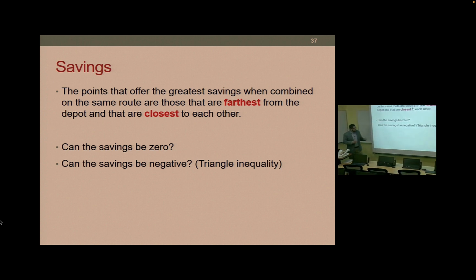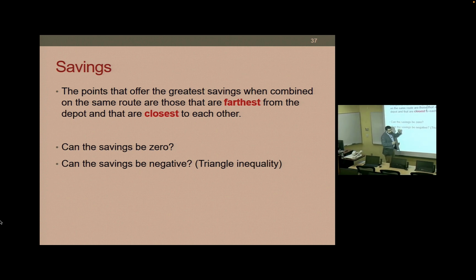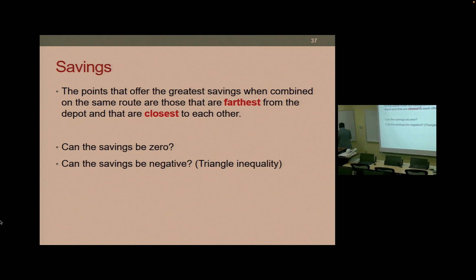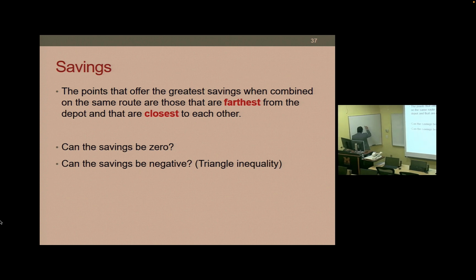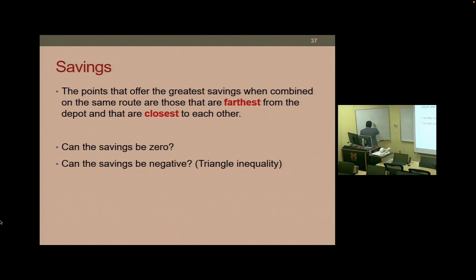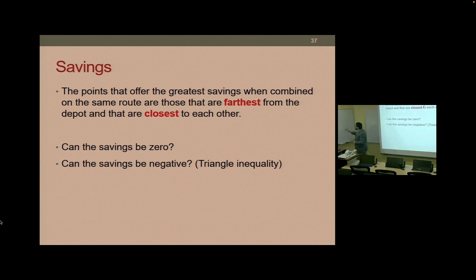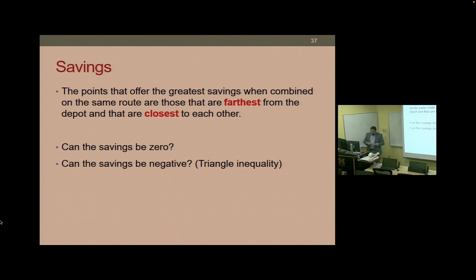Okay? Can savings be 0? Yes. Think about this situation right here. So you have the depot. If point A is here, point B is here. If you go to A and you come back, and you go to B and then you come back, so you do two trips, that's the same distance as if you did one trip. You went to A, then you went to B, and then you returned. Okay? So whether you do A and B on one trip or two separate trips, there is no savings possible because A and B are on opposite sides of the depot. So it is possible to get a savings of 0 in some cases.